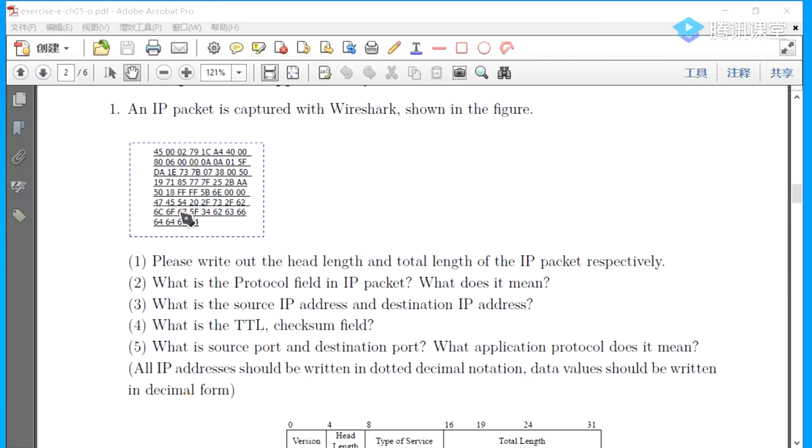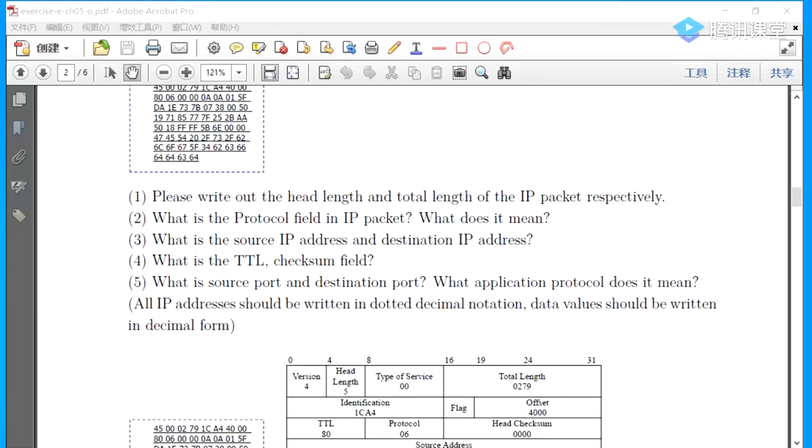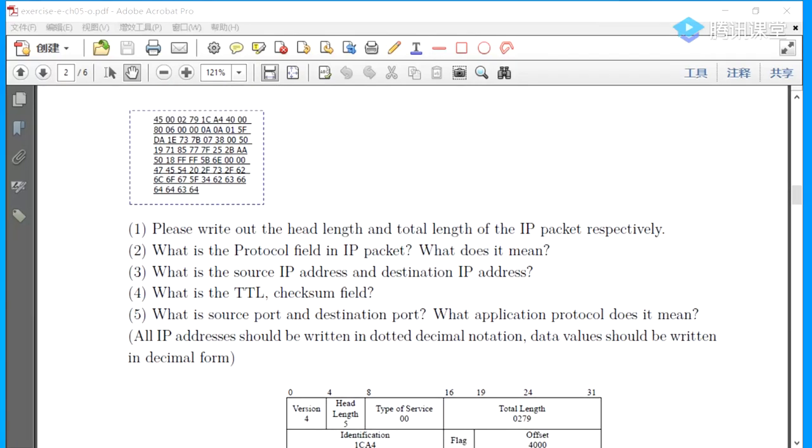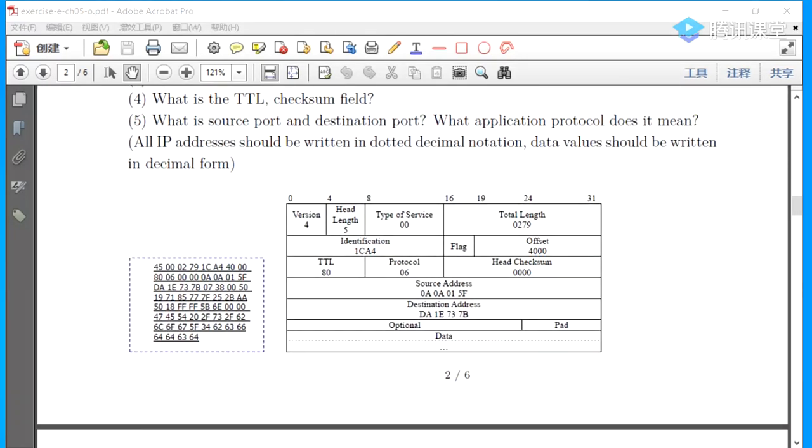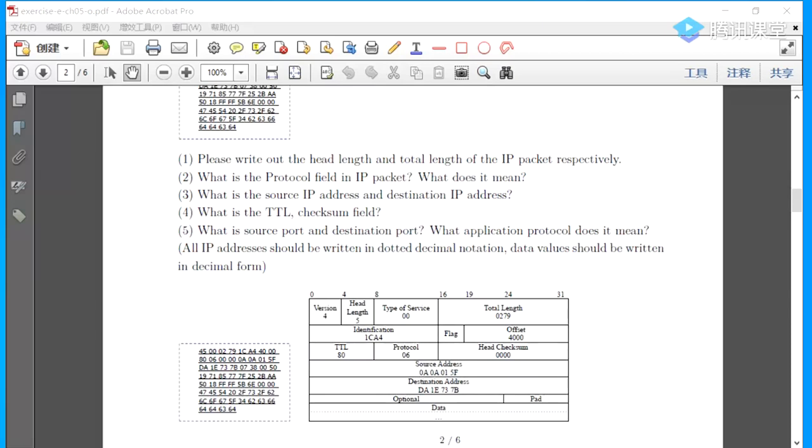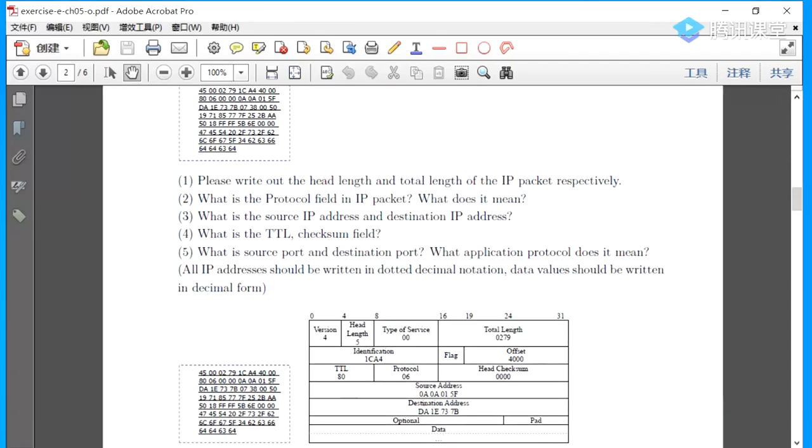Okay, we will continue. We can fill this information into the IP packet format, into the IP packet. So we filled this data.